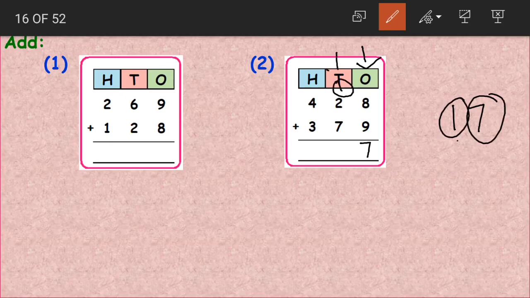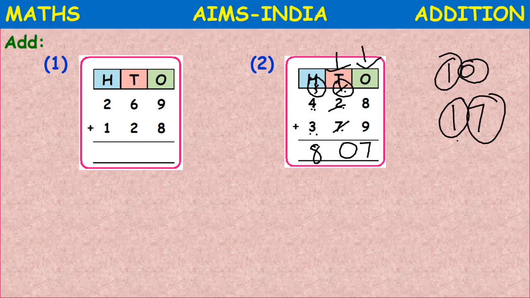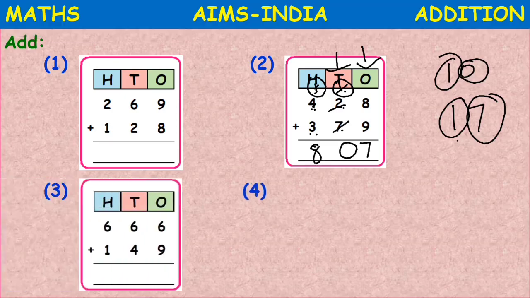Now again, in the tens place, we have 1 plus 2 plus 7. 1 plus 2 becomes 3. 3 plus 7 becomes 10. Again, 0 is written here. 1 will be carried. In the hundreds place, we have 1 plus 4 plus 3. 1 plus 4 becomes 5. 5 plus 3 becomes 8. Yes, so the answer is 807.